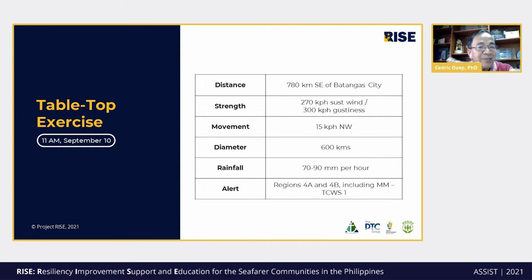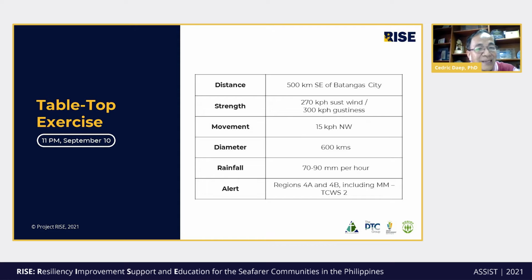What will be the procedures that they are going to apply at the time that they are trying to start receiving warning information from PAG-ASA through the severe weather bulletin. Okay, signal number 1. Biglang dumating ang oras naman, 11 p.m. the same day, September 10. Biglang signal number 2 na, where the typhoon distance is just 500 kilometers away from Batangas, southeast of Batangas, and the same strength, 272, 300 kph.